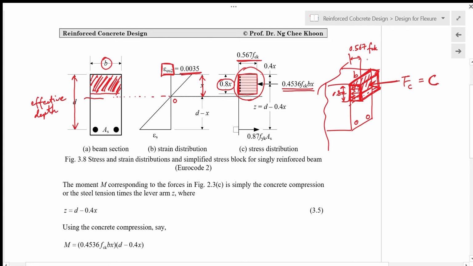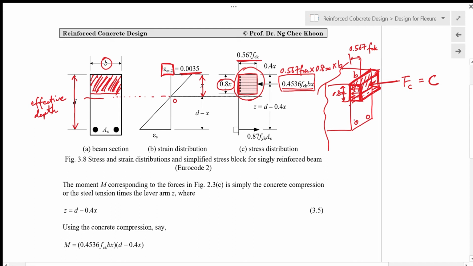From there we will get 0.4536 fck bx. So we take 0.567 fck multiplied by 0.8x multiplied by b, and it will be equal to 0.4536 fck bx.